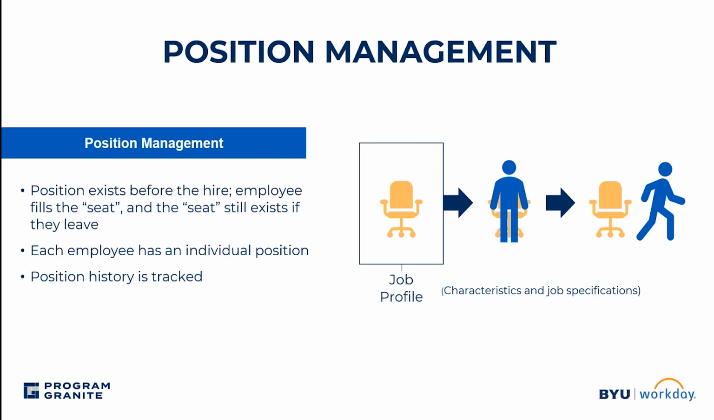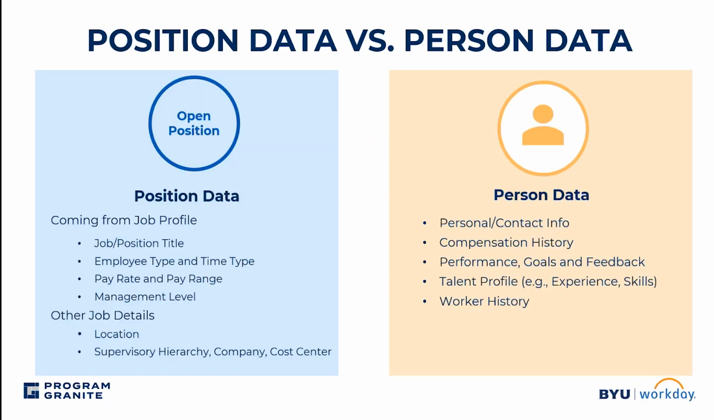Okay. Let's talk about this next slide and then we'll talk about questions on position management. So I mentioned this, there's a difference between position data and person data. What that means is our position has specific details and data that are tied to it. And the people who fill those seats also do, and they're separate and different. So our position is going to have our position title. It's going to have our employee type and time type if it's a student, if they're part-time, if it's a faculty member. It's going to have all of that tied to the position.